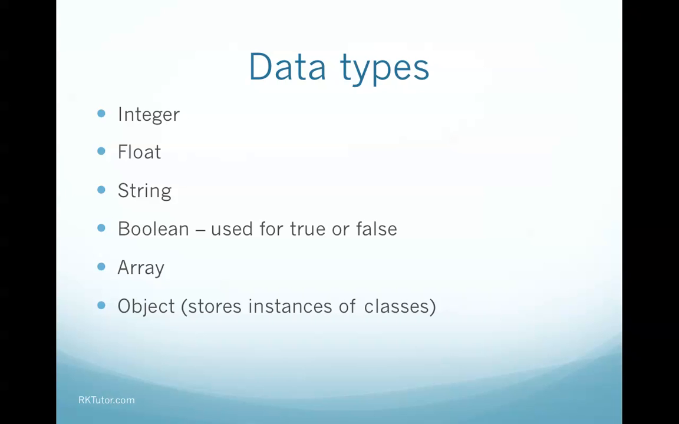And the data types. The basic built-in data types in PHP are integer, float, string, and boolean. Boolean accepts true or false. Then array, and objects. Objects store instances of classes.